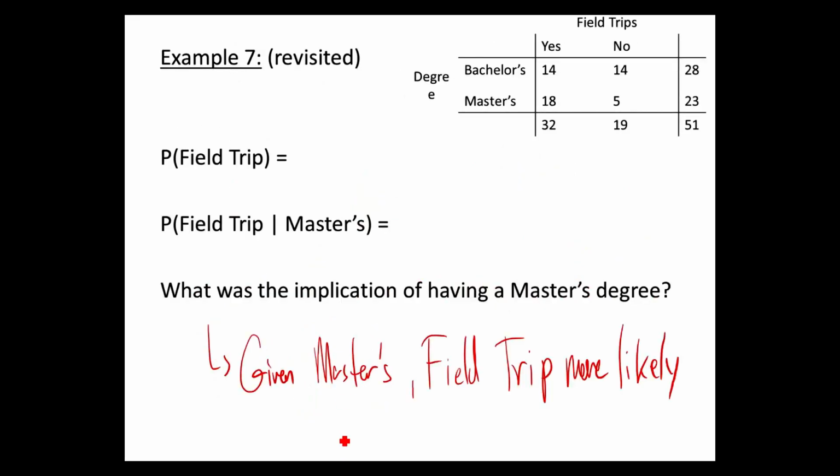Here, I gave you some information about their degree status. It changes the probability of them taking their students on a field trip. We did the example with the extra credit points, right? I gave you some information about the numbers on the dice. It changes your probability of winning the game, right? So this is getting at a concept of independence versus dependence.